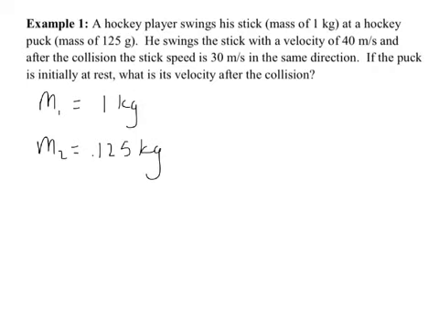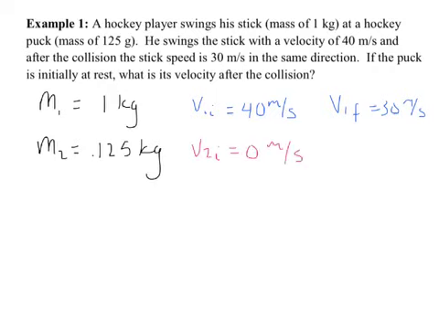Next, we know that he swings the stick with a velocity of 40 meters per second. Okay, and that's before the collision. So we could say that v1i is equal to 40 meters per second. But then we know that after the collision, the stick speed is 30 meters per second. So v1f is 30 meters per second. The puck is initially at rest, so v2i is going to be 0. And what we're looking for is the puck's velocity after the collision.